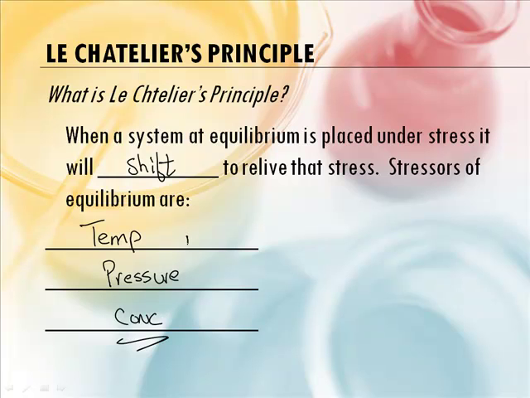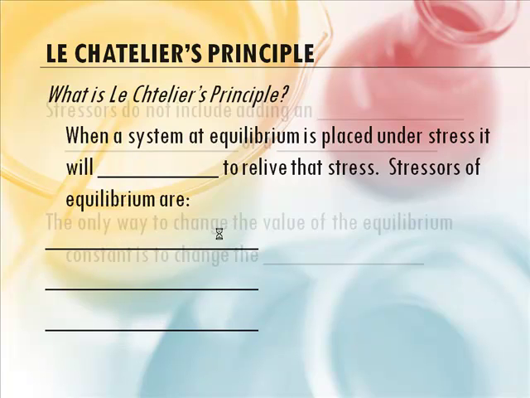So if you change the temperature, that will affect the equilibrium. If you change the pressure, it'll change the equilibrium. If you apply a concentration change, then you'll see some kind of a shift. There are also some other ones we'll talk about, like adding noble gases and stuff like that, but they actually don't shift it. So we'll talk that through.